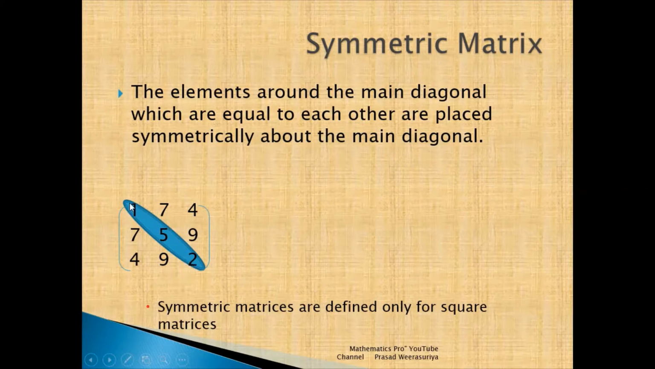Here you can see the main diagonal. All the other elements which are equal are placed symmetrically along this main diagonal. So this is a symmetric matrix. You can see that symmetric matrices are defined only for square matrices.